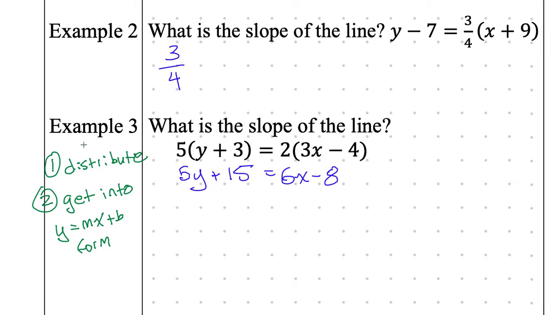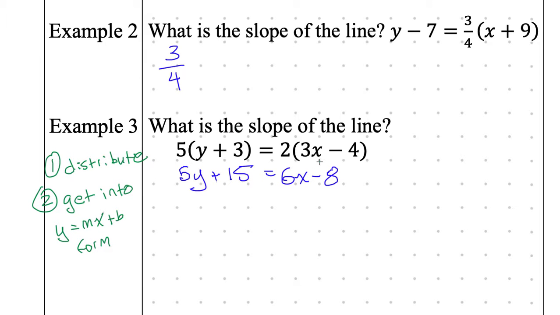So we just did the distribution, so now we're going to try to get it into y equals mx plus b, where y is isolated on the left-hand side. What are we going to do next? Charles, yes. We are going to add 8 on both sides or subtract 15. But I like to add 8.